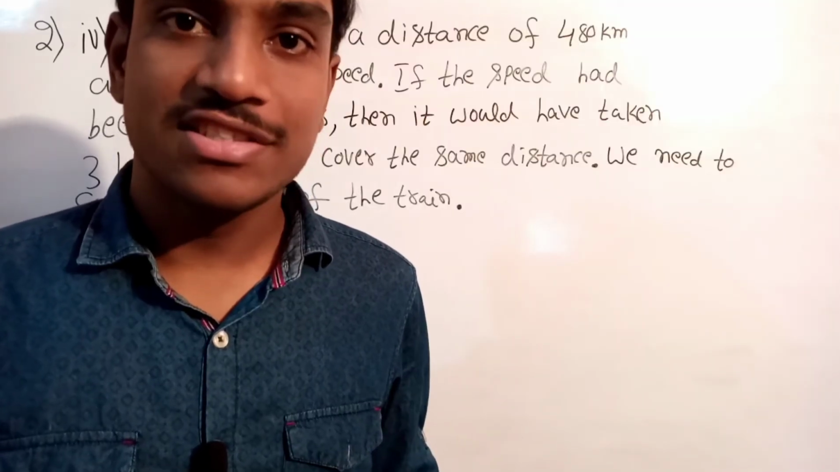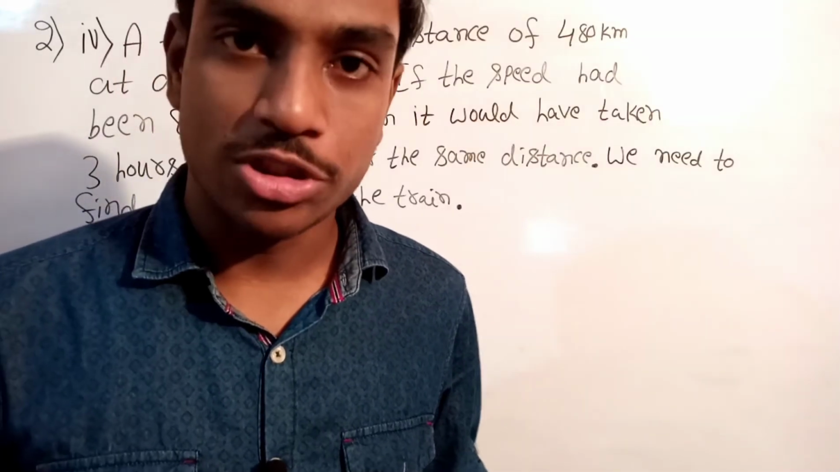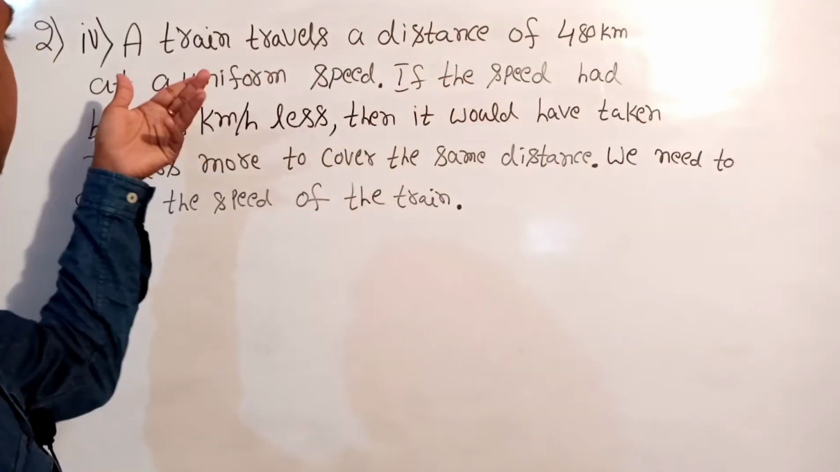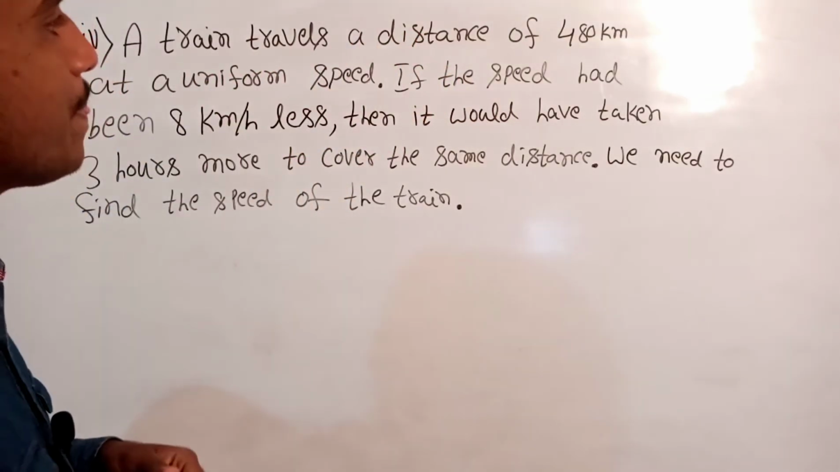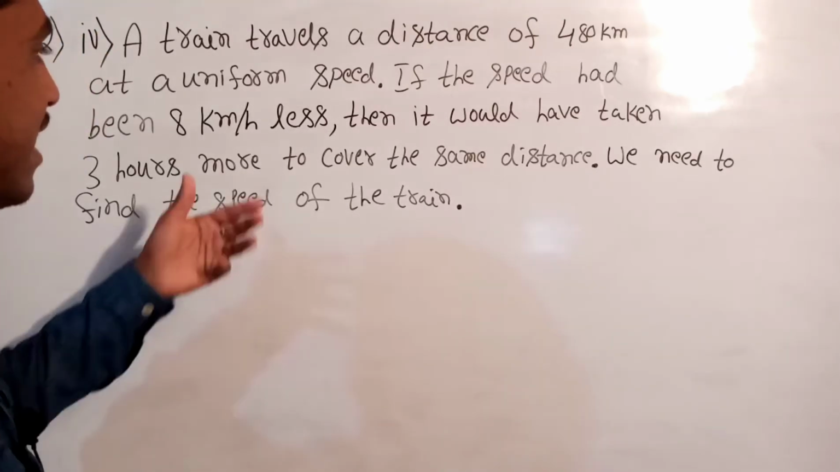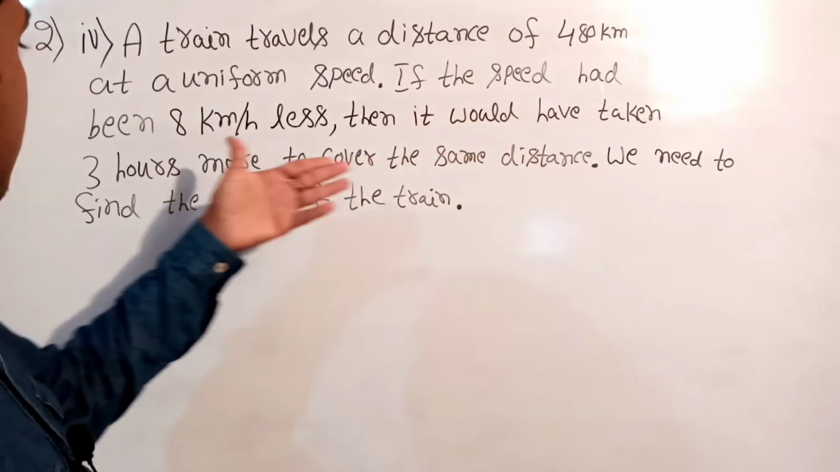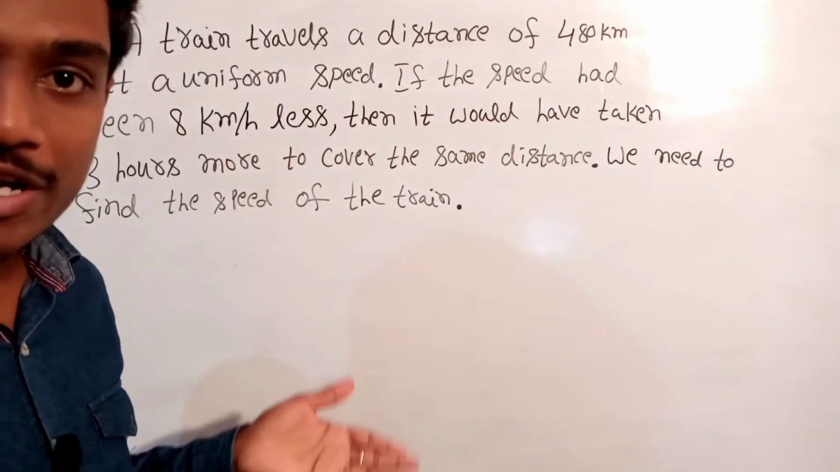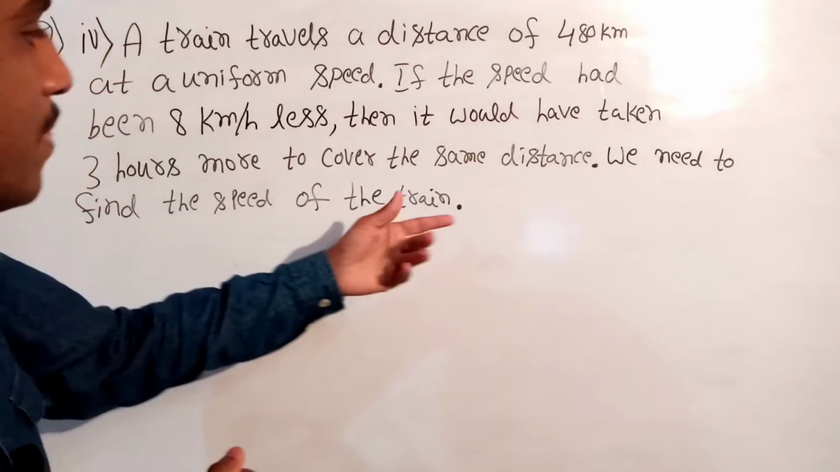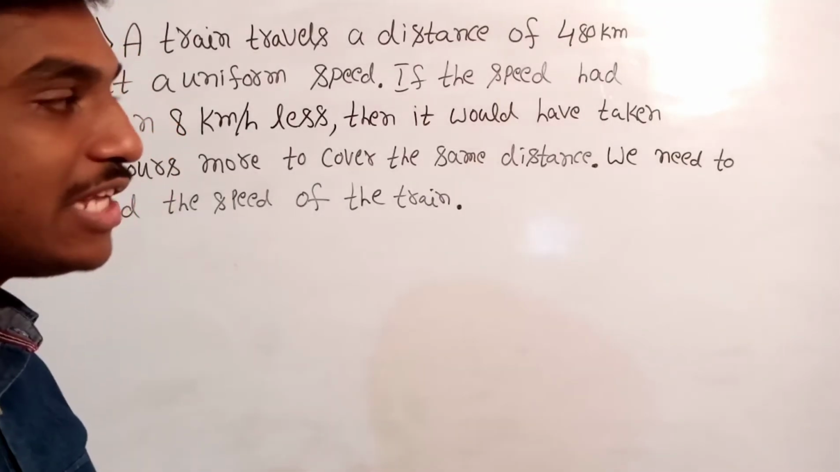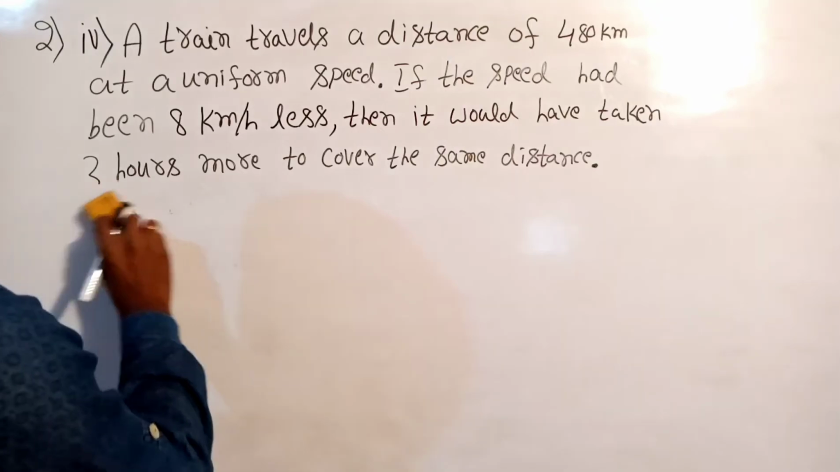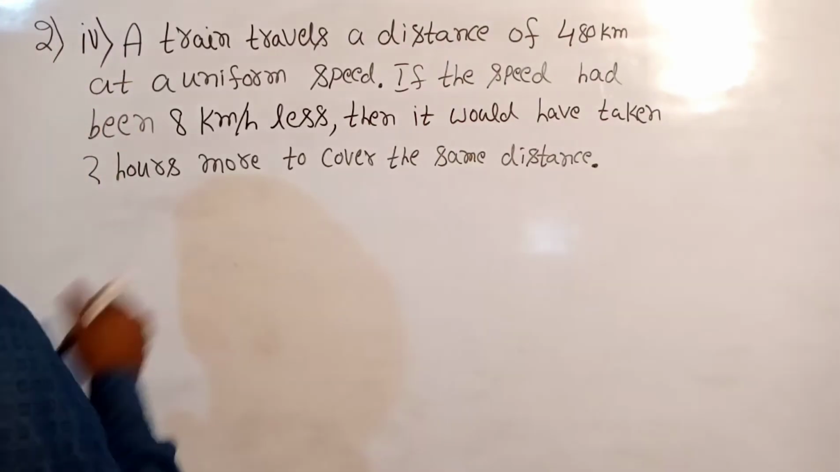Now let's discuss the last sub question of question 2. A train travels a distance of 480 km at uniform speed. If the speed had been 8 km less, then it would take 3 hours more to cover the same distance. Obviously, if the speed reduces, the time will increase. We need to find the speed of the train. So this we need to represent in terms of quadratic equation.